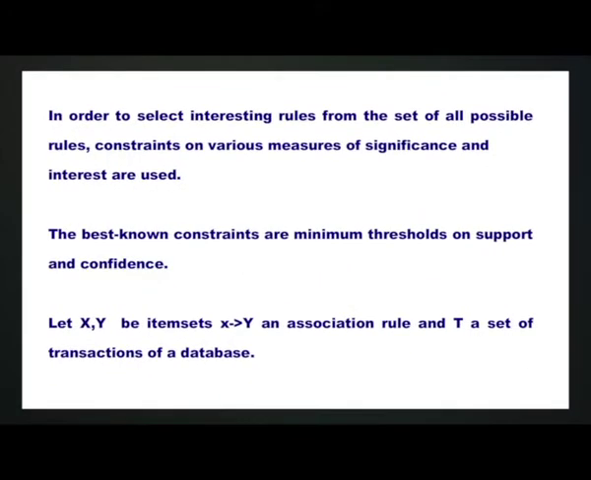In order to select interesting rules from the set of all possible rules, constraints on various measures of significance and interest are used. The best known constraints are minimum thresholds on support and confidence. For example, let us consider X and Y to be item sets, where X implies Y is an association rule and T represents a set of transactions done on the given database. In association rules, we use support and confidence.